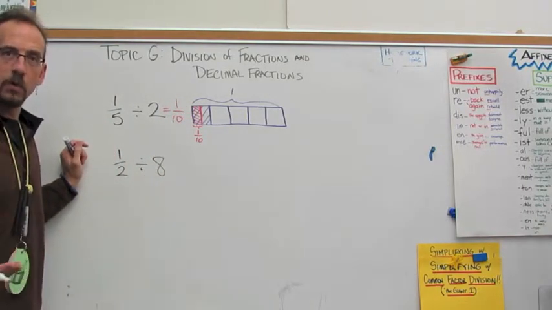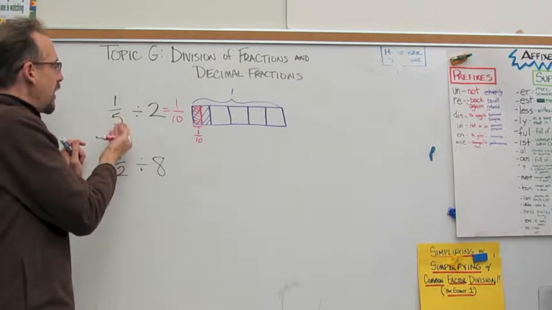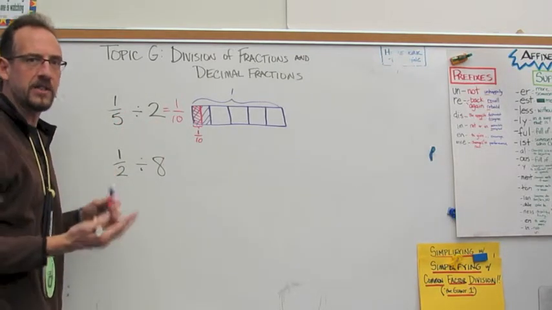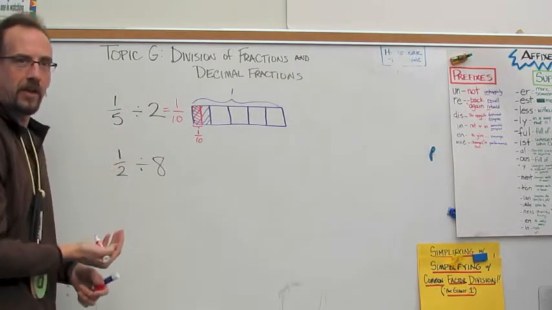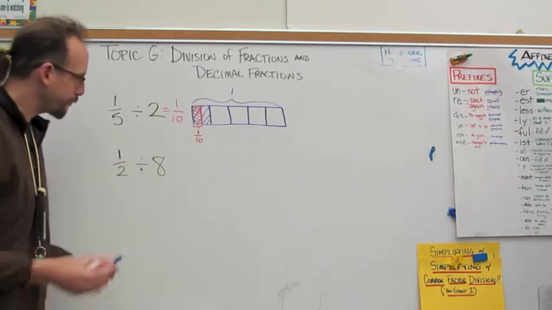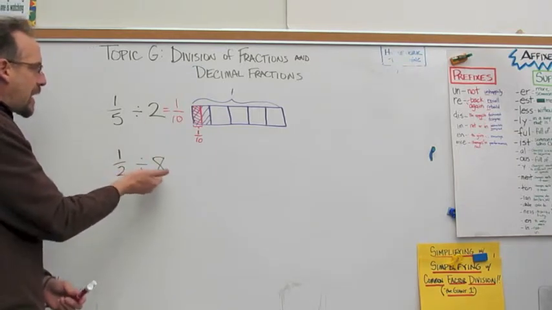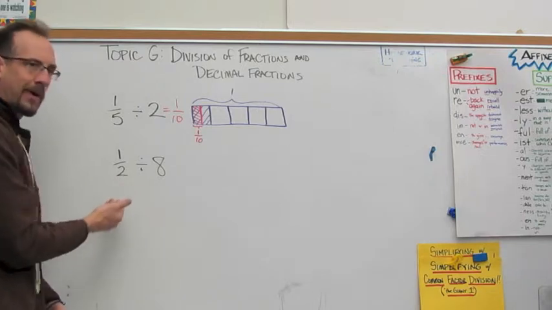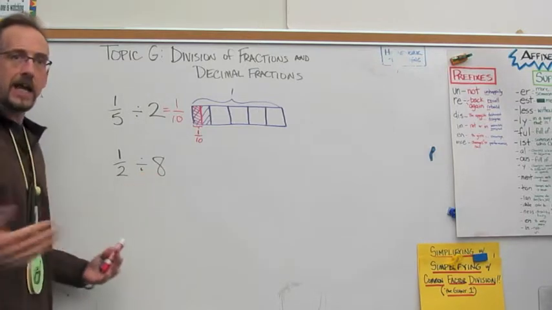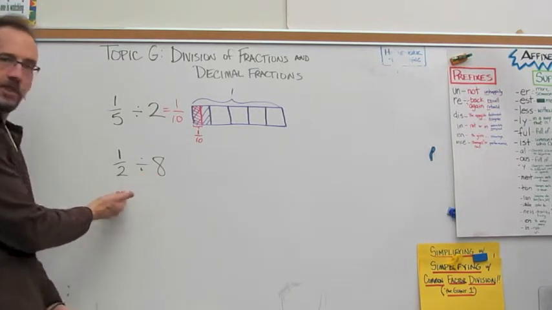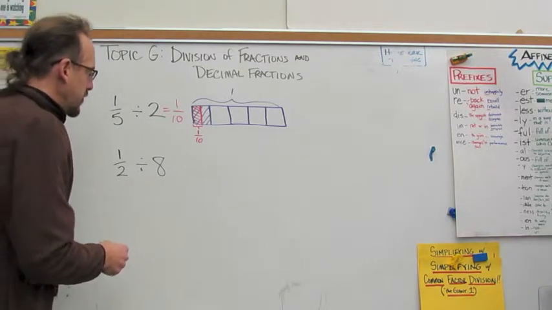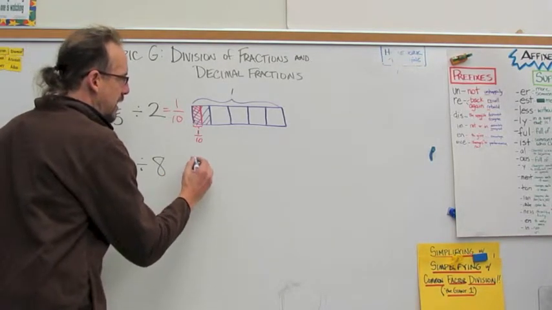Again, it makes sense with what we said before, because a fifth split into 2 pieces has to be smaller than a fifth. And 1/10 is. Here's another example, a half divided by 8. Again, we're going to take 1/2 and then split it into 8 pieces. It's going to get much smaller than a half. So let's take a look at what happens when we make our diagram.